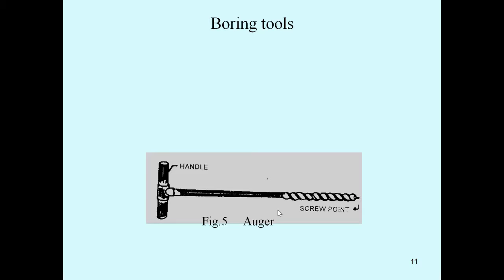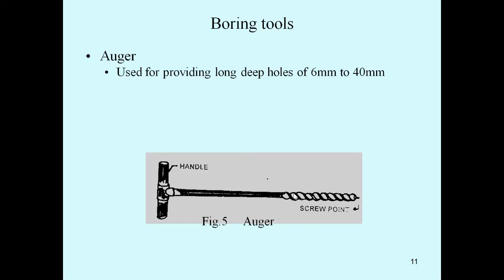The next boring tool is an auger. This is a diagram of an auger. It consists of a handle and a screw point edge. This will be the screw point. It consists of spiral flutes. It is used for providing long deep holes. If you want to produce long deep holes, with the help of this auger we can produce deep holes of 6 mm to 40 mm.